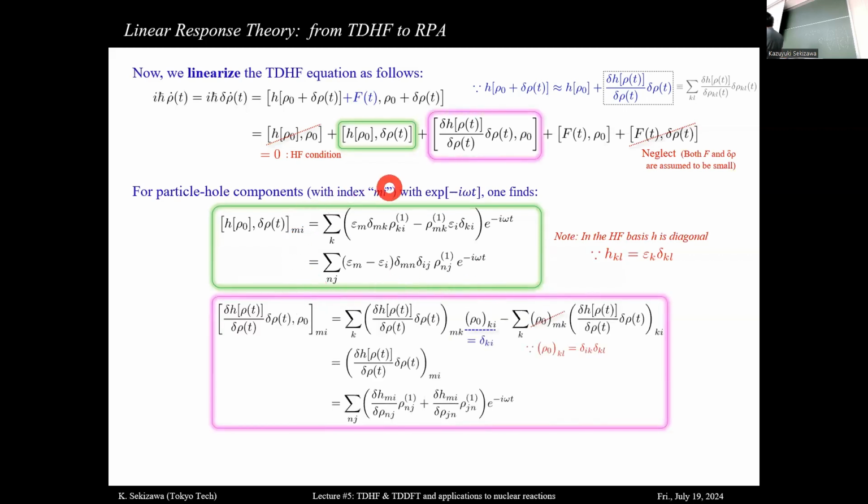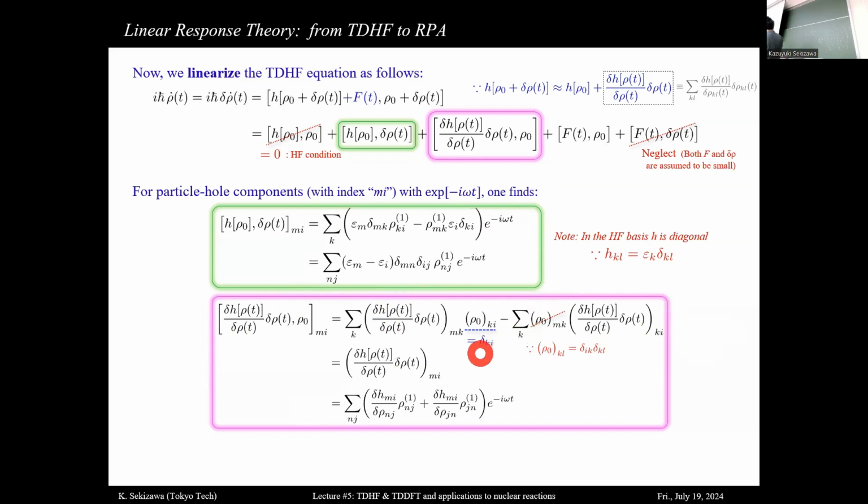And now we are calculating particle-hole components. So those are matrix equations, and now I just take the particle-hole mi component of both sides. So here I put the subscript mi. And here you can do it in a similar way, but okay, so you can expand it in this way. So this is just a commutation relation. So first term and second term.